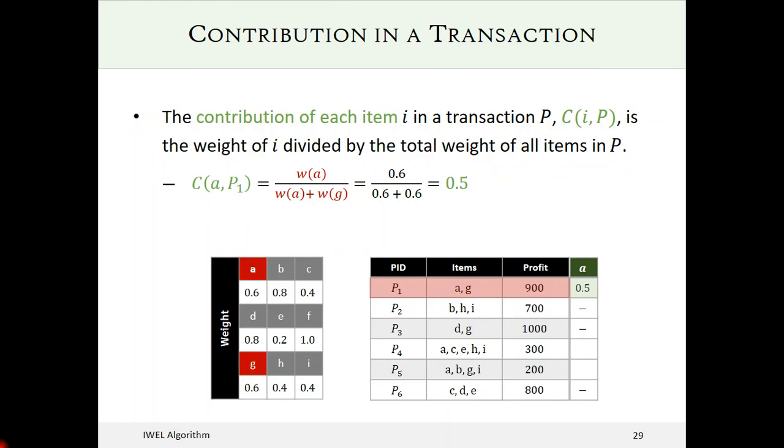The first one is the contribution of an item in a product or transaction. The contribution of an item I in a transaction P, denoted by C of I and P, is the weight of I divided by the total weight of all items in P. For example, the contribution of item A in product P1 is equal to the weight of A divided by the sum of weights of all items in product P1, meaning items A and G. So the contribution of A in P1 is 0.5.